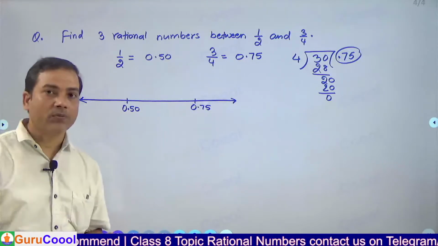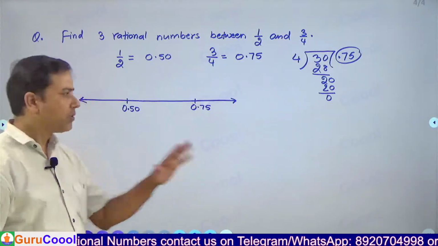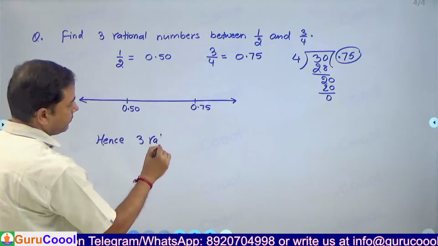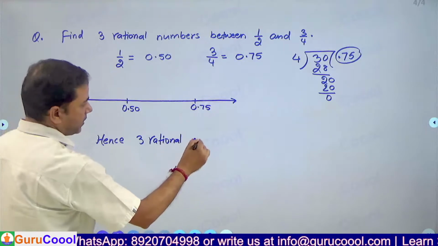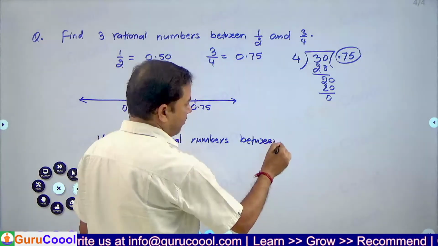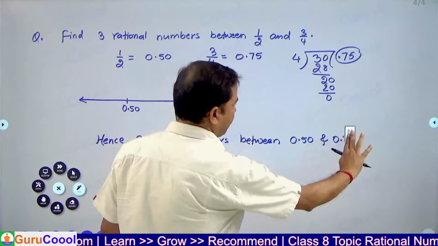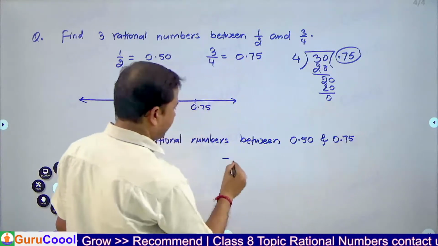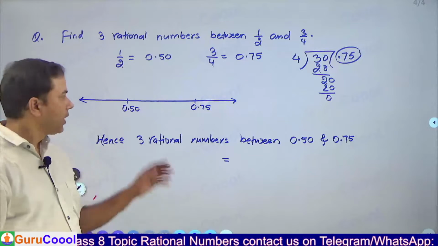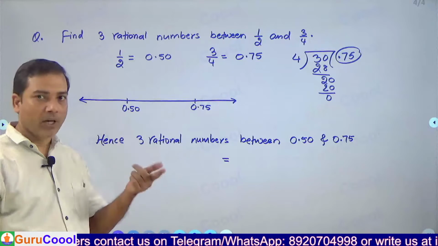We need more rational numbers between them. So now it is very easy to find. We can find as many as we want. But since we need only 3, let's randomly write. Hence, 3 rational numbers between 0.50 and 0.75. Can you guess the first one? Just try to make the first one. More than 0.5? 0.5 is the border. 0.51. That's correct.